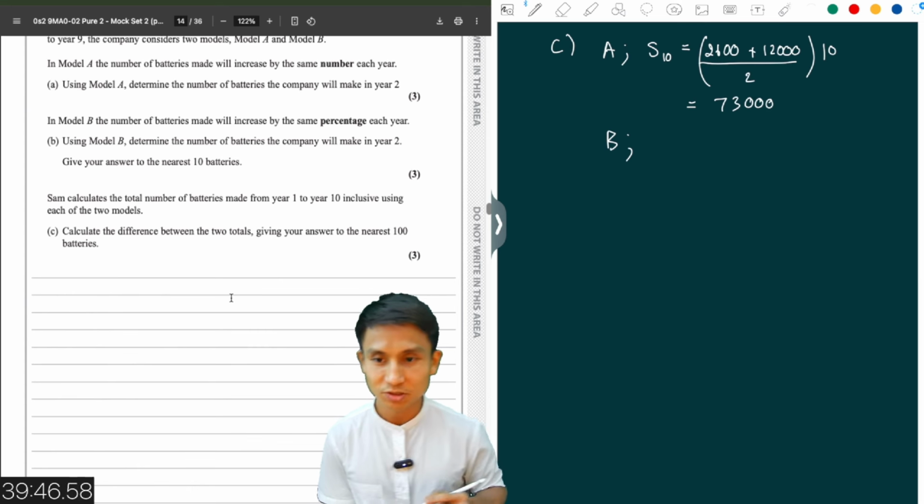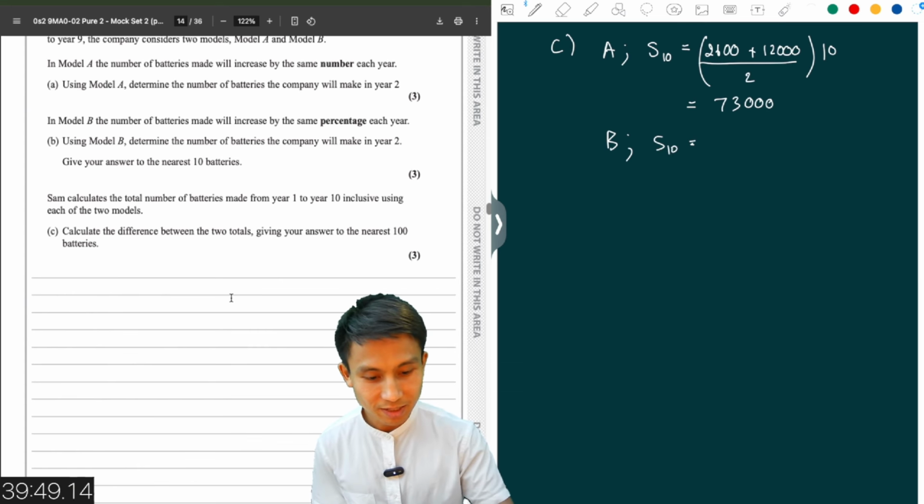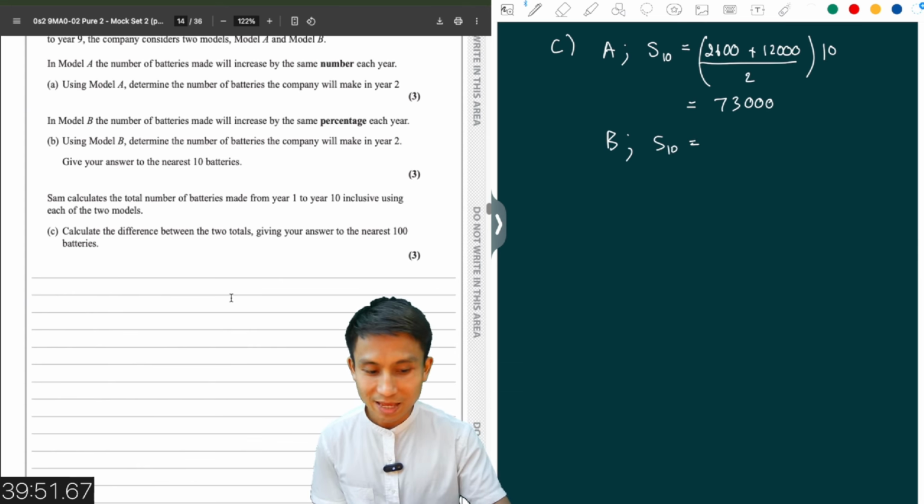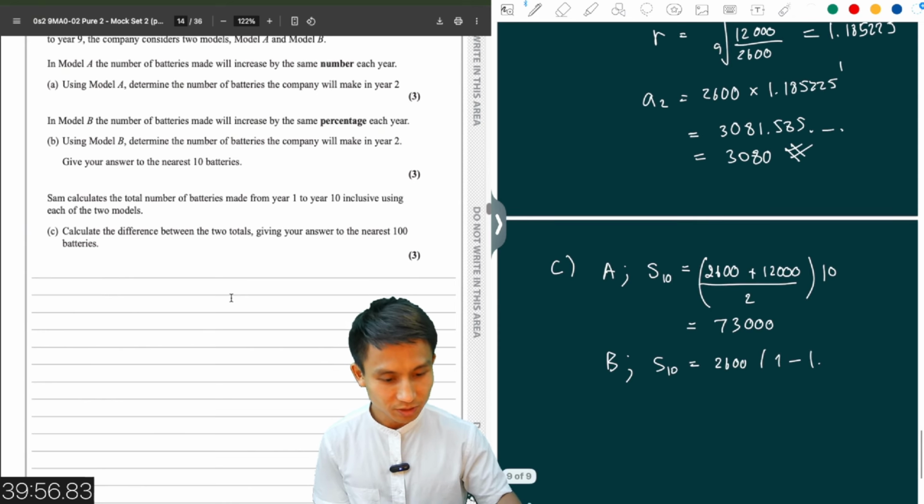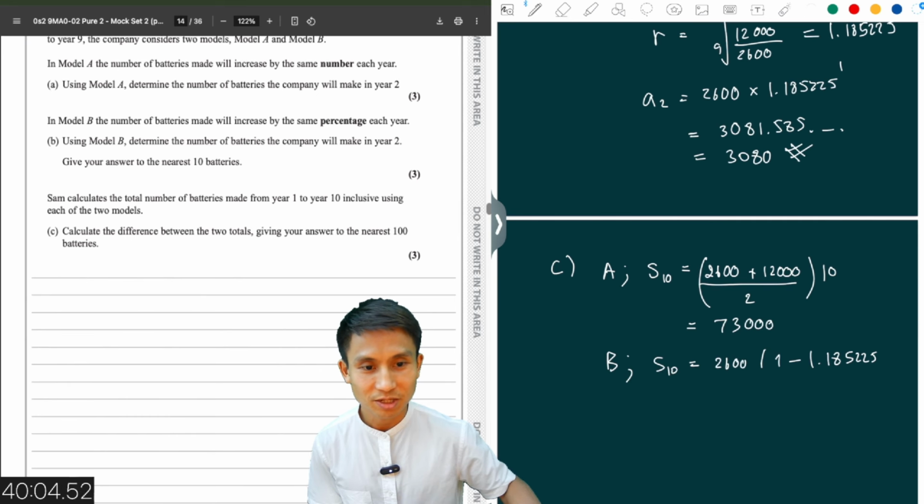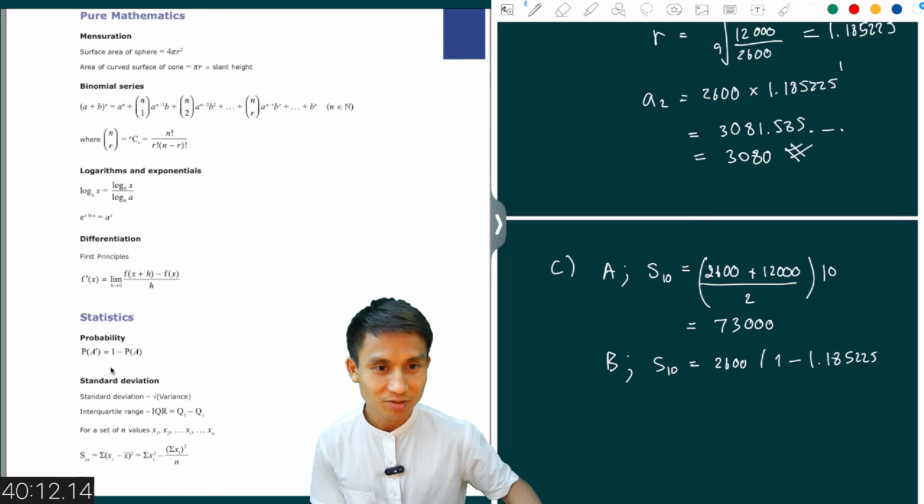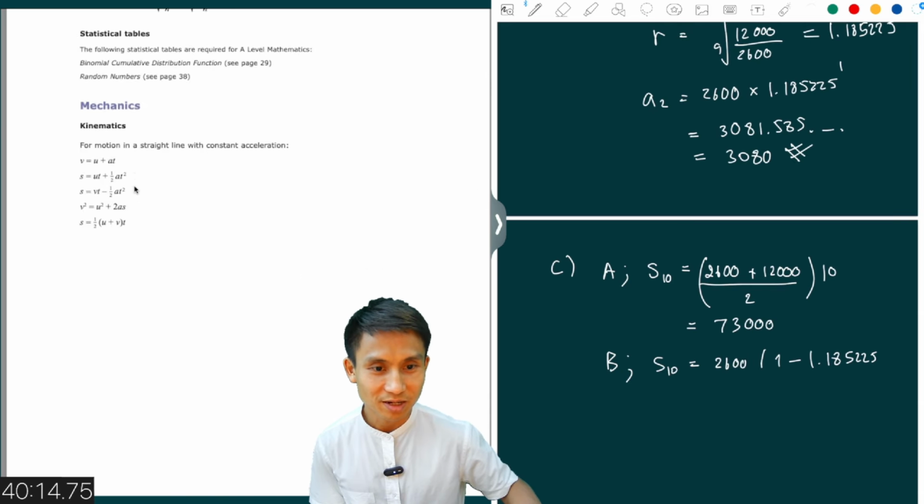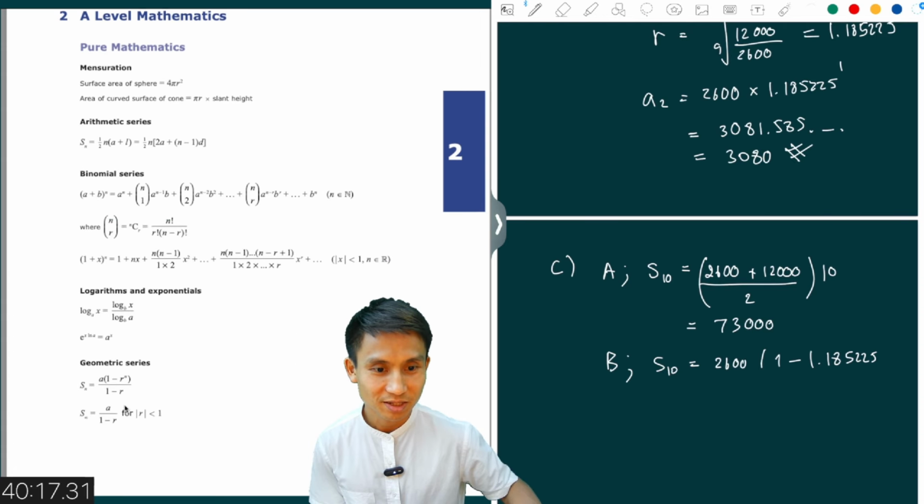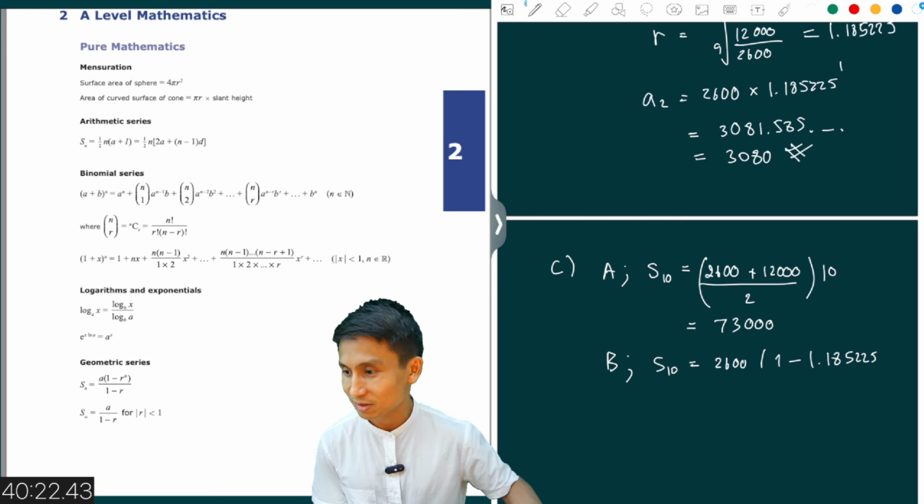For model B, which is geometric, so S10 is, what's that? A, which is the first term, times 1 minus r to the power of n. Let me just check the formula sheet. Somehow I forget this formula from time to time, which is the sum of a sequence. I shouldn't be forgetting that. It's a times 1 minus r to the n, over 1 minus r. Yeah, that's fine. Just checking.